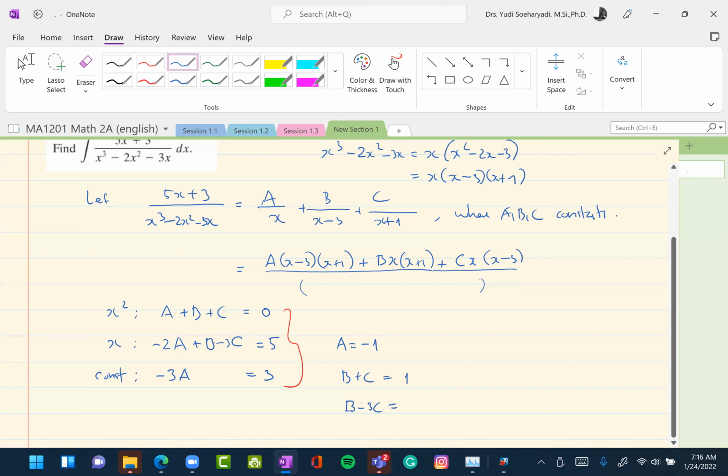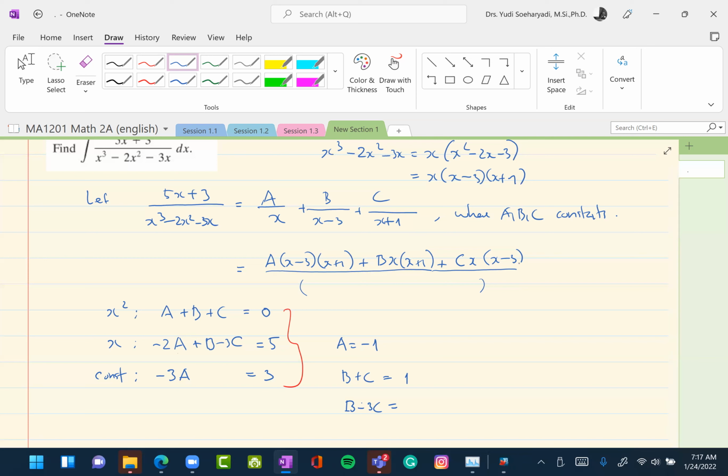Questions? I have a question. Yeah, sure. I still don't get how it's a plus b plus c equals 0, and then minus 2a plus b minus 3c equals 5, and then minus 3a equals the constant. All right. If you want to do that, you just multiply this out. You get some x squared, you get something from x, and some constant from here.